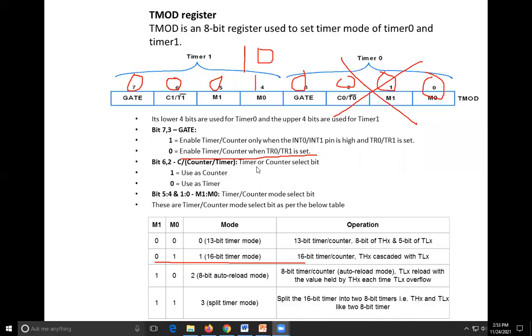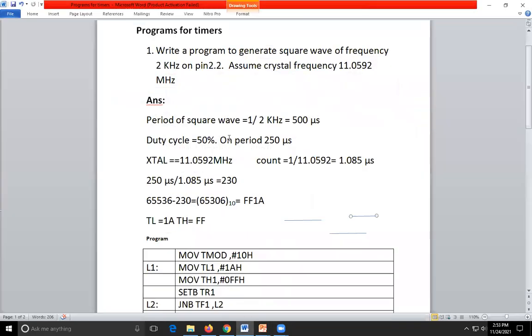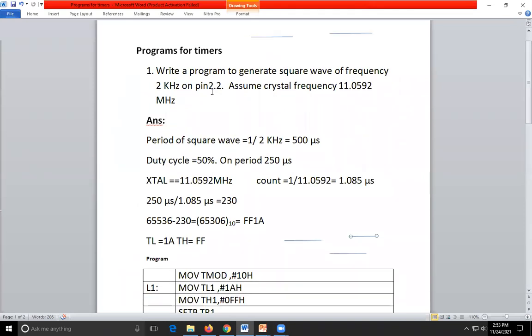So this is the program. First, write a program to generate a square wave of a frequency of 2 kilohertz. I just want to share the screen. See, write a program to generate a square wave of frequency 2 kilohertz at pin number 2.2, which means port number 2 and bit number 2.